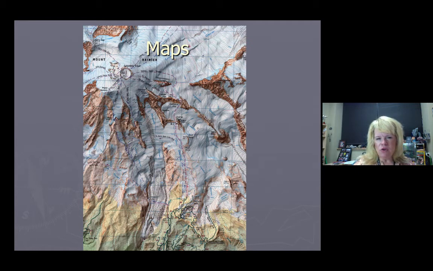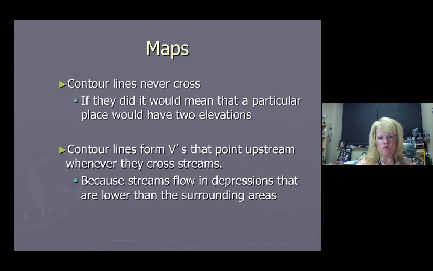Remember that contour lines can never cross one another. If they do, it would mean that they didn't represent that specific elevation, and they would have two different elevations. Since it's not possible for a spot to have two different elevations, contours by definition must have one elevation. Contour lines that form V's point upstream whenever they cross streams, because streams flow in depressions that are lower than the surrounding areas. You can use contour shapes to help interpret what kind of landforms might be there. That could be valuable to you in hiking in terms of how many rivers am I going to have to cross? Do I need to research how deep these rivers are before I go? And the flow and velocity, because it may not be manageable to cross by foot.